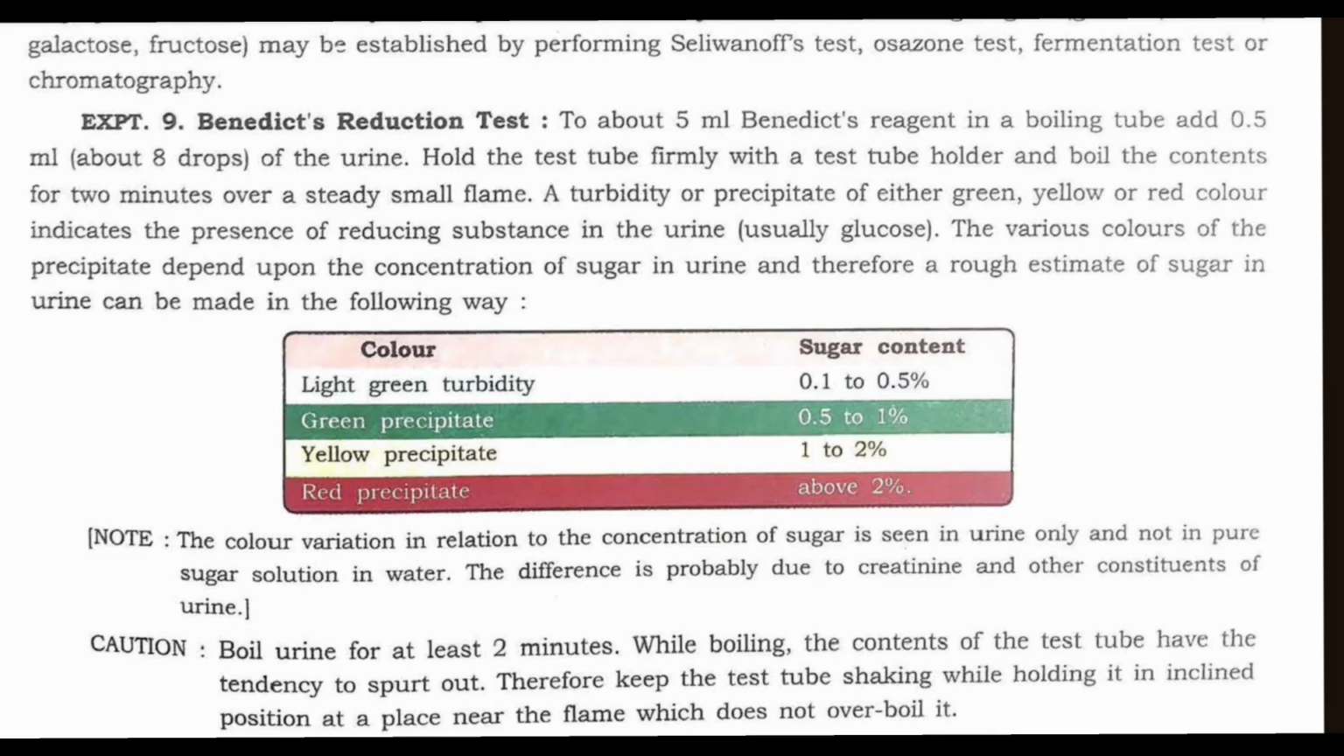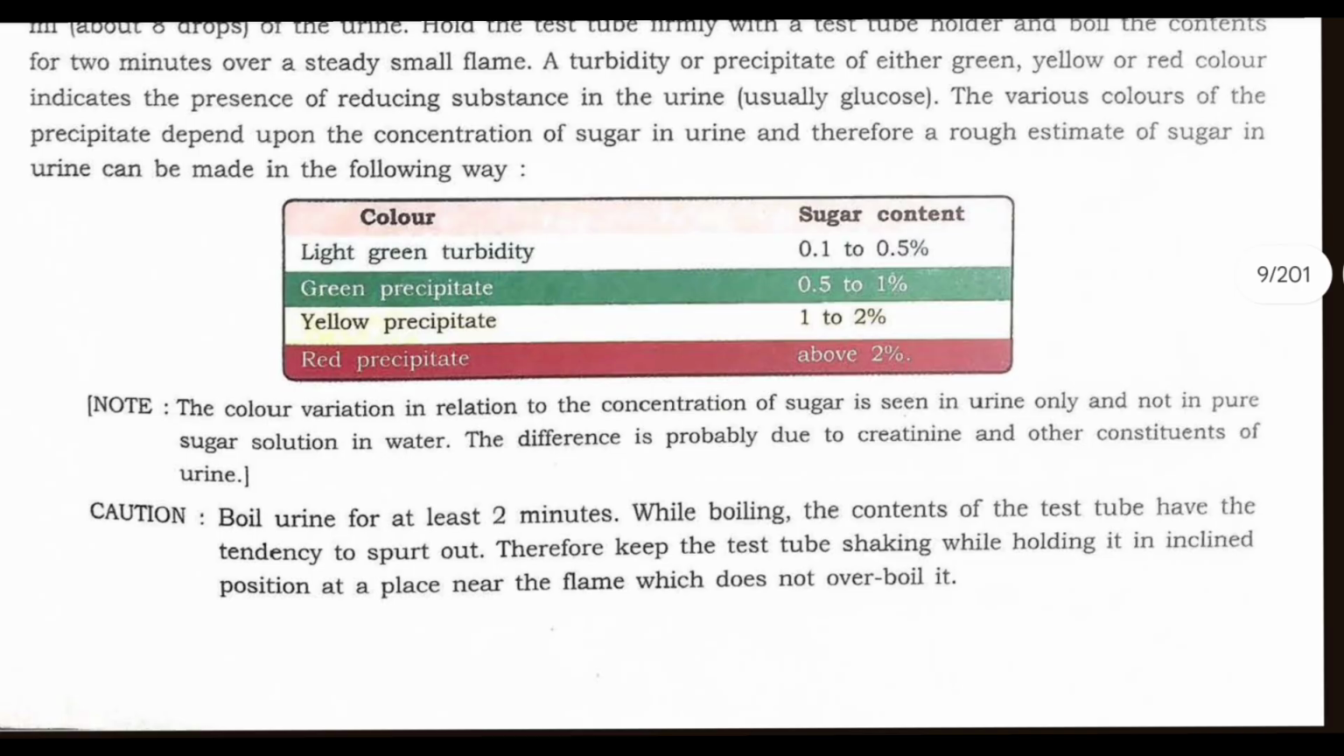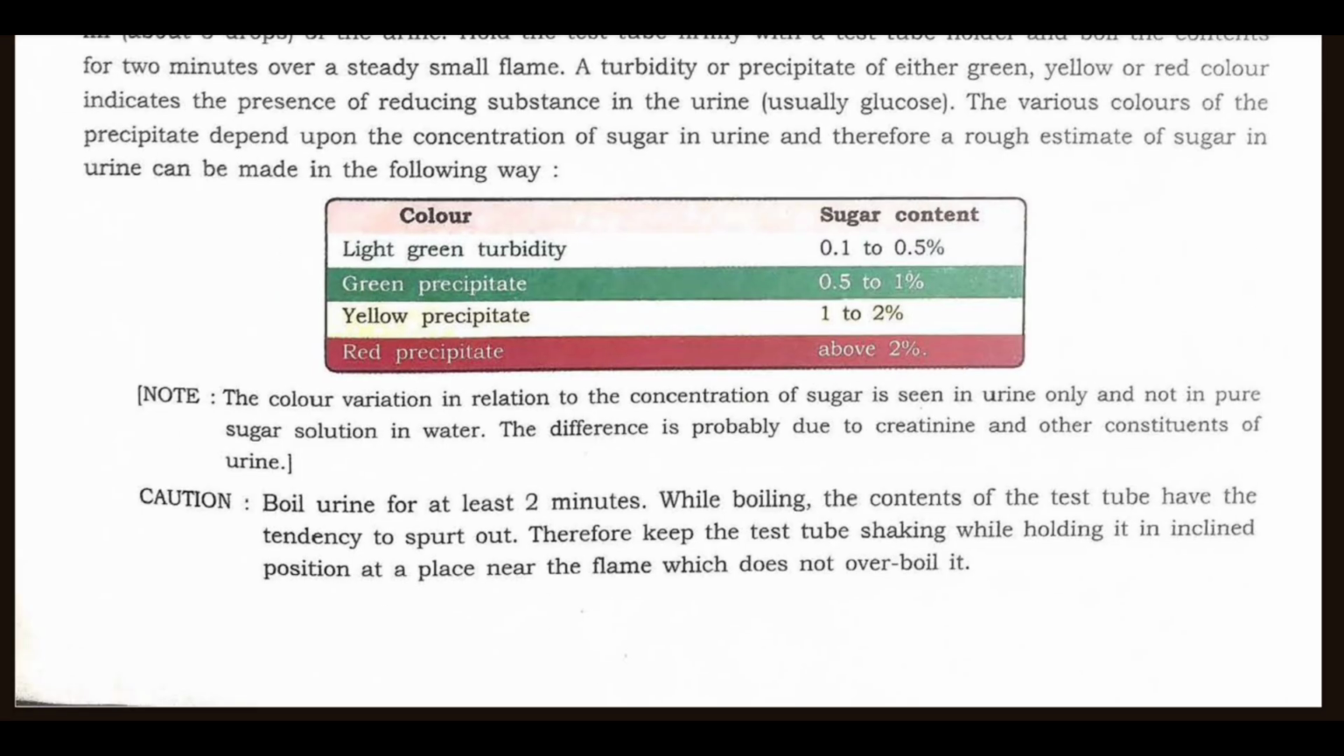Light green turbidity: 0.1 to 0.5%. Green precipitate: 0.5 to 1%. Yellow precipitate: 1 to 2%. Red precipitate: above 2%. Note: the color variation in relation to the concentration of sugar is seen in urine only and not in pure sugar solution in water. The difference is probably due to creatinine, another constituent of urine.